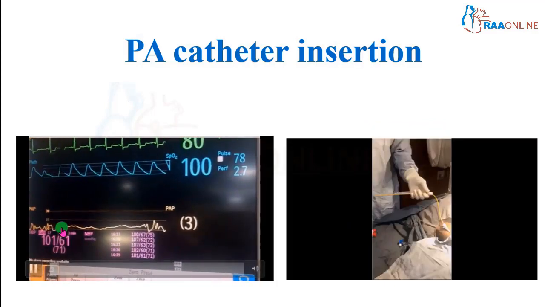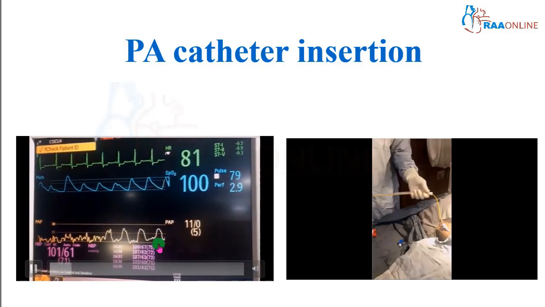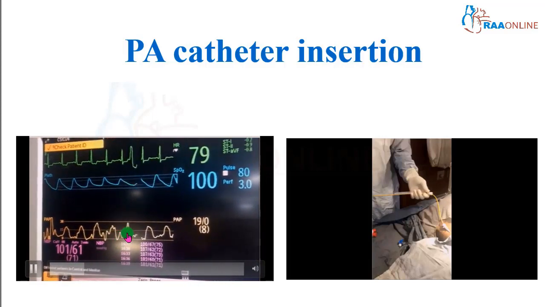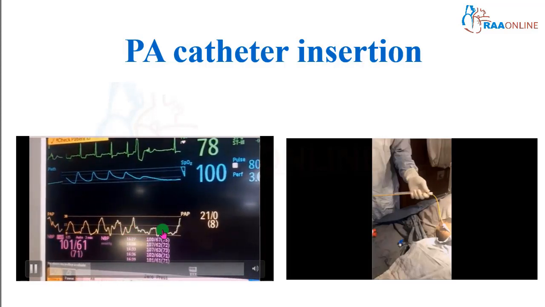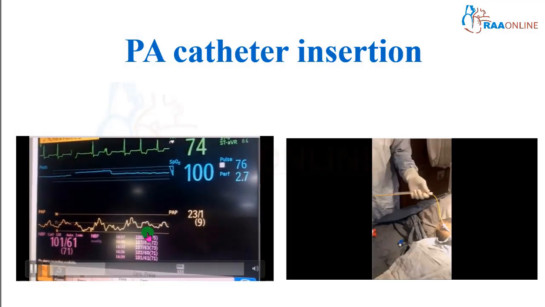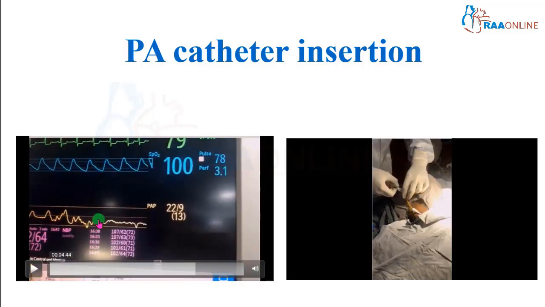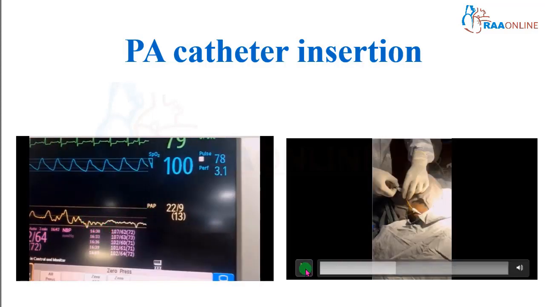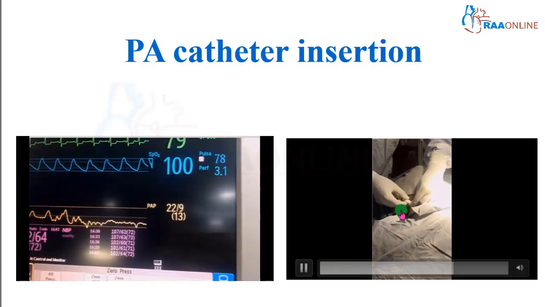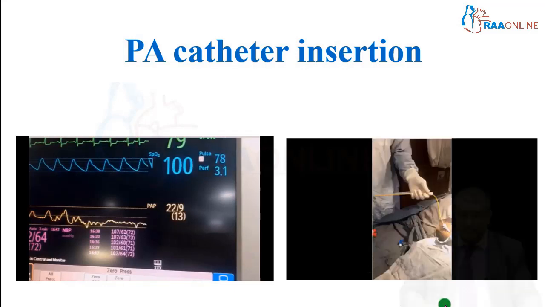Now, as you enter, this is the RA trace initially. Then you can see the RV trace, where the diastolic is 0. Then as you push in further, you can get the diastolic appearing. This is the PA trace. Then you wedge it. This is a PA trace, proper PA trace. This is the wedge trace. Once you get the wedge trace, after that you deflate the balloon and here you can see the lock is being done so that the catheter migration does not happen.